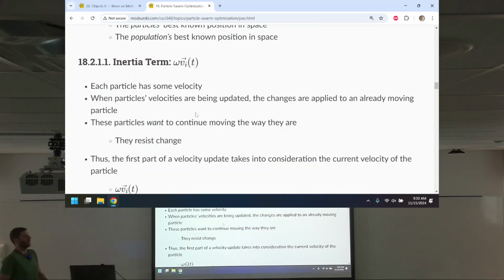I have a propensity to move towards what I like. I have a propensity to move towards what everybody liked. And I also have a propensity to keep moving the way I was moving because of my inertia. So each particle has some velocity, but when particles' velocities are being updated, the changes are applied to an already moving particle. That's the idea. If I'm moving like this, I can't just start moving that way. I've got to kind of rubber band to where I'm going. Do you know what I mean when I say that?